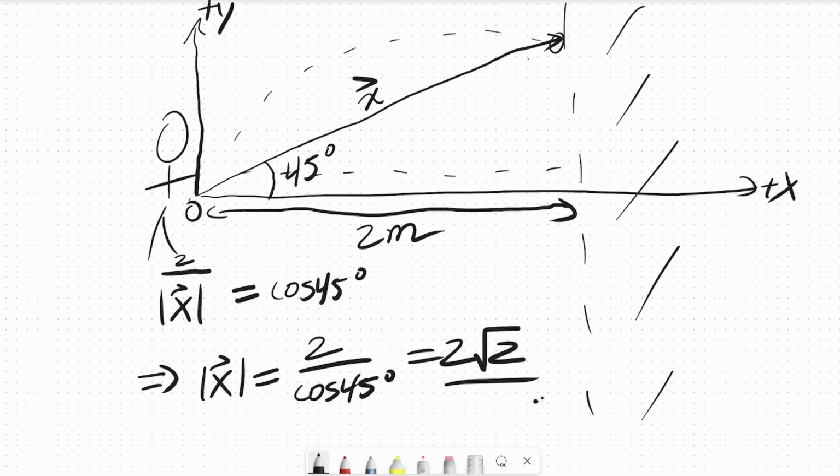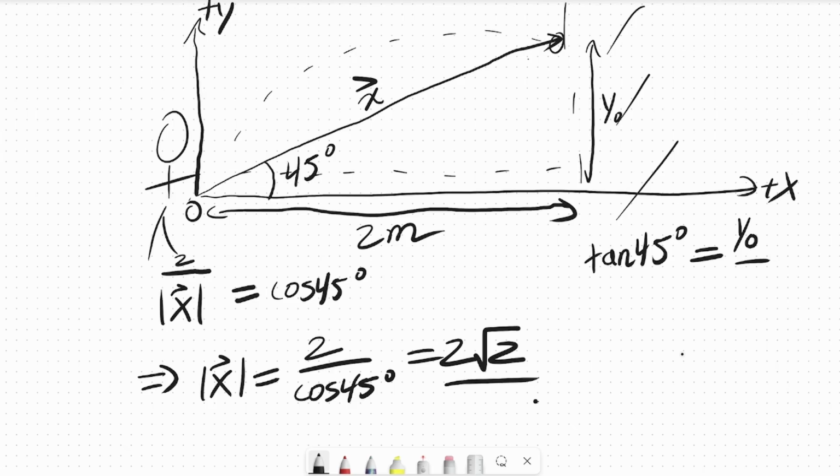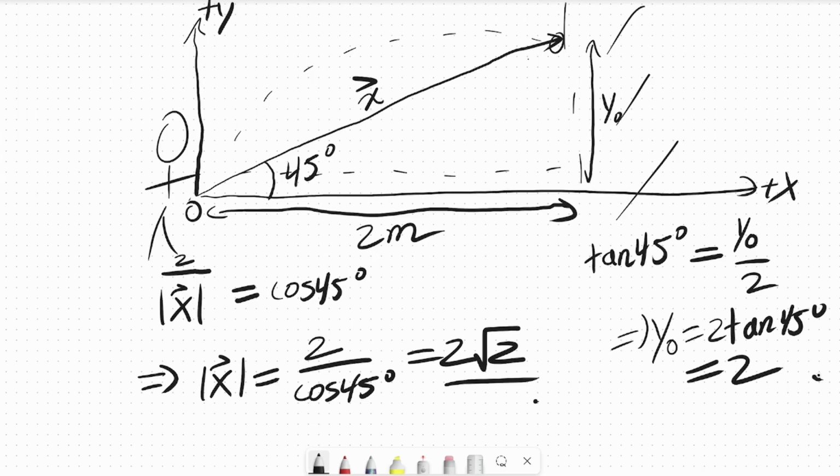We also know that tan 45 degrees is going to be opposite divided by adjacent, right? So we're going to call this y naught. It's going to be y naught divided by 2. And that tells us that y naught is going to be 2 tan 45 degrees. And this is just going to be equal to 2 because tan 45 is 1. And now that we have this, there you have it. This is going to be 2 meters.